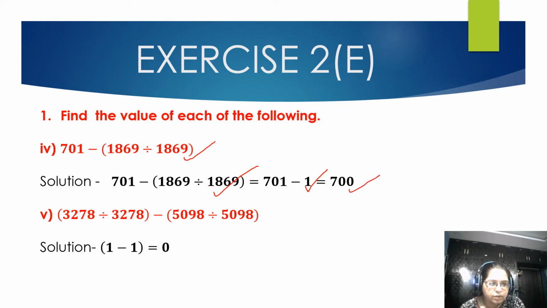Fifth bit, 3278 divided by 3278 minus 5098 divided by 5098. We know any whole number divided by itself we get 1 only. So 3278 divided by 3278 we get 1, and 5098 divided by 5098 we get 1. So 1 minus 1 is 0.